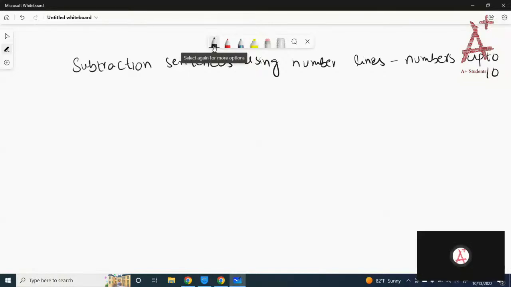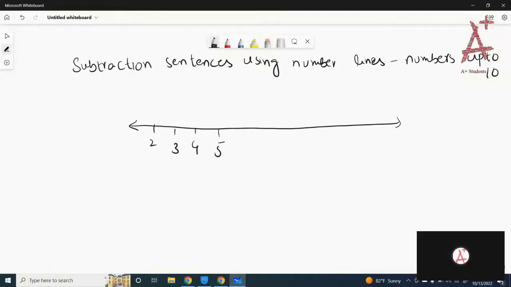Okay, so the number line is another way to represent the numbers. Got it? So let's start with an example. Which subtraction sentence does this model show? You are given the number line. Here is the number line: 2, 3, 4, 5, 6, 7, 8, 9, 10, and 11. And you are given here you have 8 and here you have 7, and it is written like this. Got it?